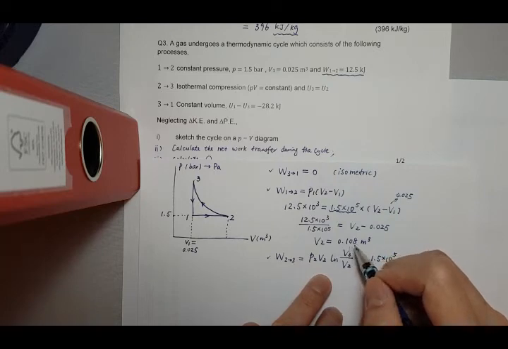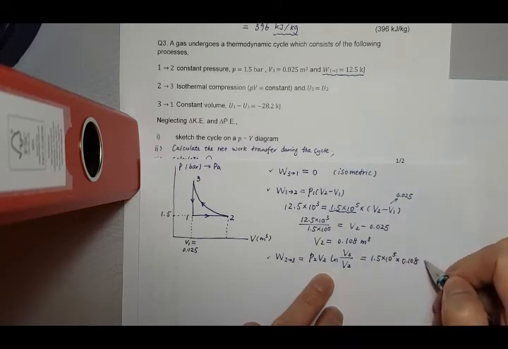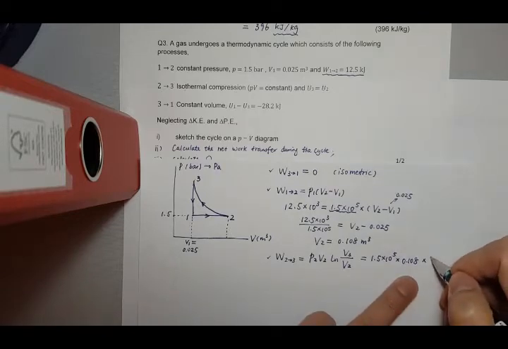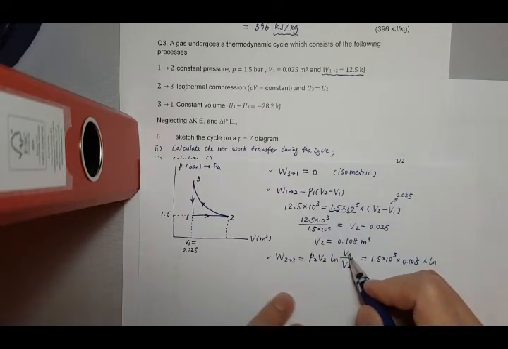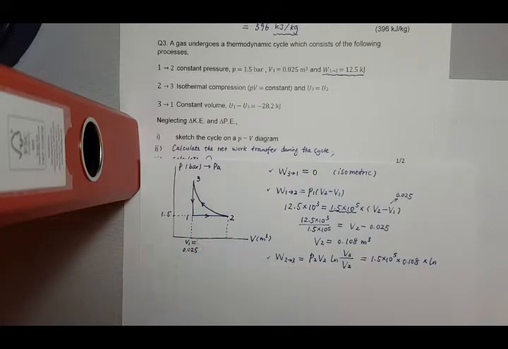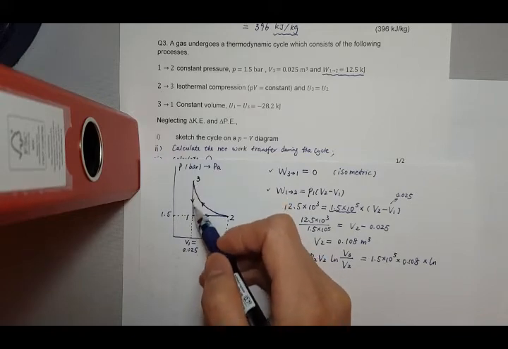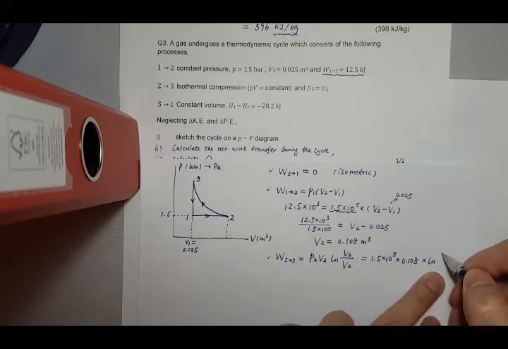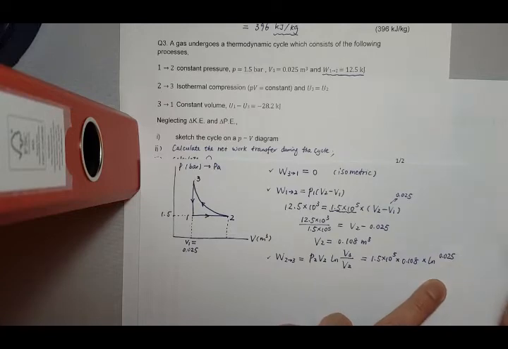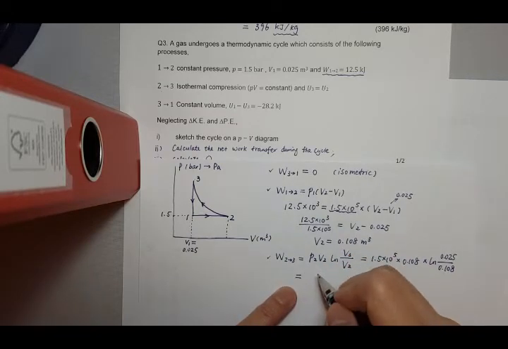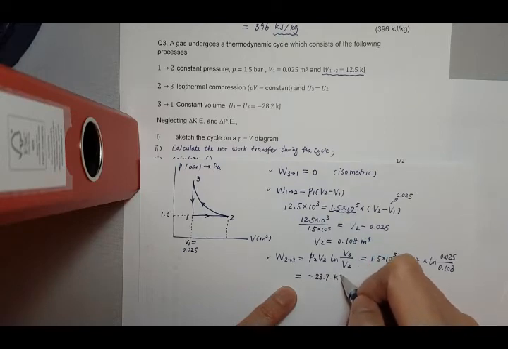Again, we're going to convert that to Pascal, times V2. V2 is here, 0.108, times ln V3. Let's have a look at this diagram. How about V3? V3 is actually V1, so they're the same because this is a vertical line. So we have V3, the same as V1, over V2. Then you just need to use your calculator, and the answer is minus 23.7 kilojoule.